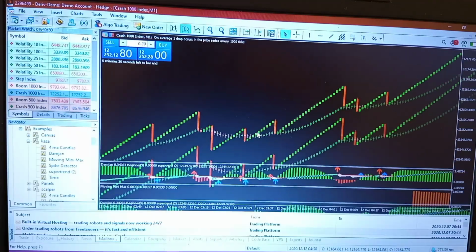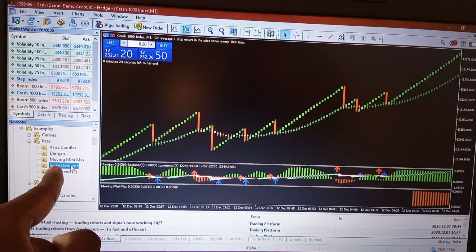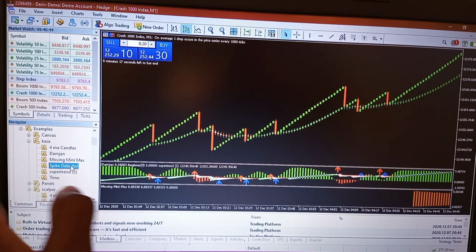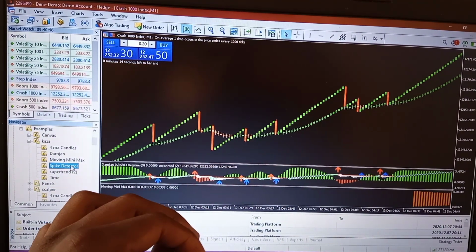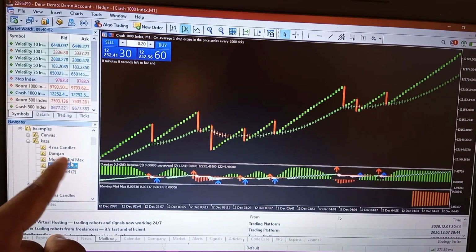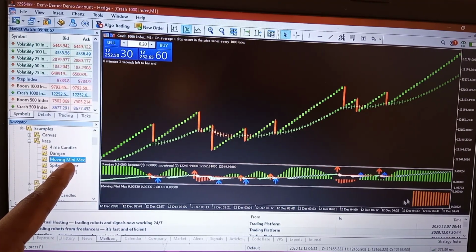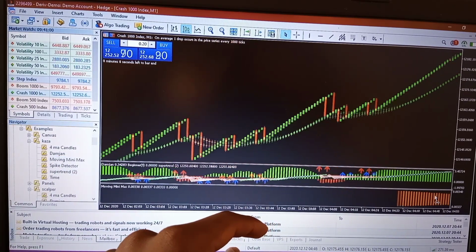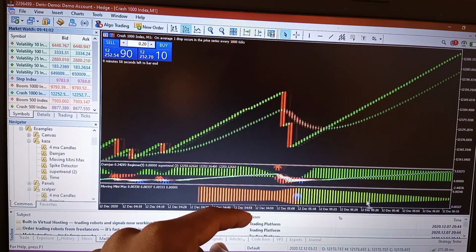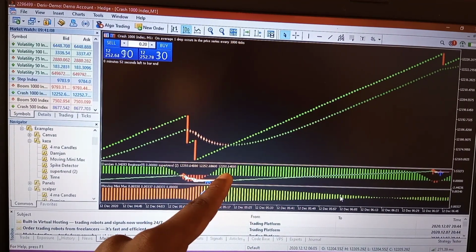Apart from this, we also have the spike detector, which is here. I'm sure you already know what it does: it shows you when there is a possible spike. When there's a possible spike, it will alert you somewhere to tell you that there will be a spike, so that you can trade with the spike. Then I've also got the moving minimax. The moving minimax is this one over here. The moving minimax will show you the trends.